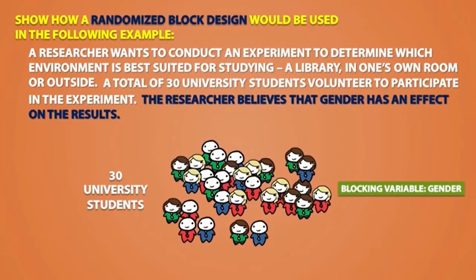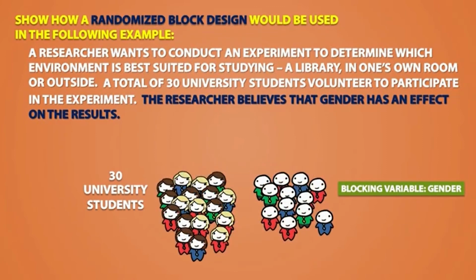So first, we separate our experimental units based on gender. One block will be for females and one block will be for males. There are 18 females and 12 males. Then, the experimental units in each block will be randomly assigned to 3 different groups to receive a treatment.